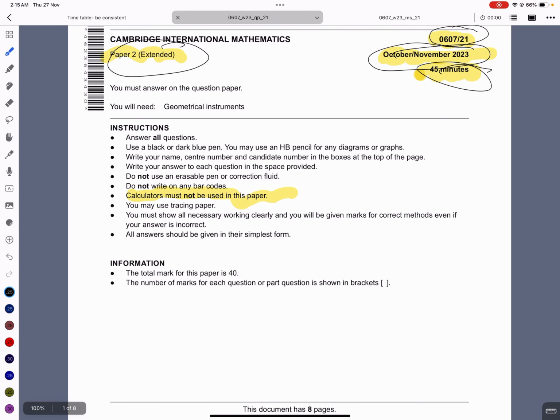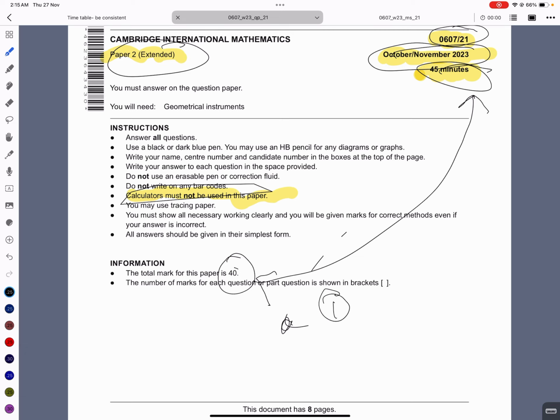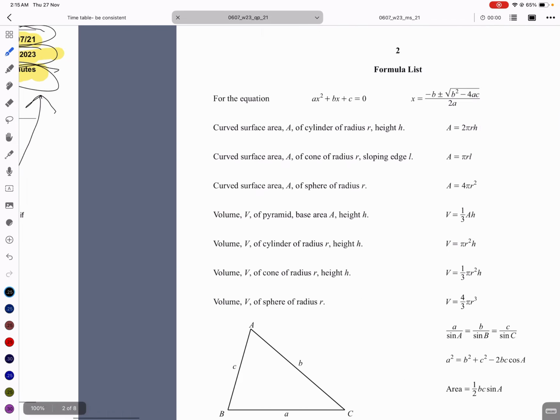First thing is, this is a non-calculator paper and the total marks for this paper is 40. It means 40 marks are there and there are 45 minutes. It means on each question you can spend almost 1 minute, 1 minute for each mark. And the remaining 5 minutes you can check whether there is any mistake or not.